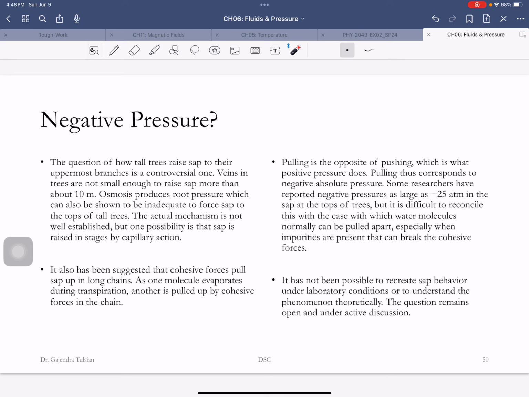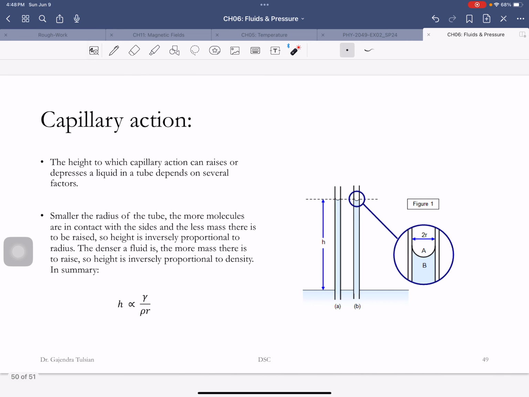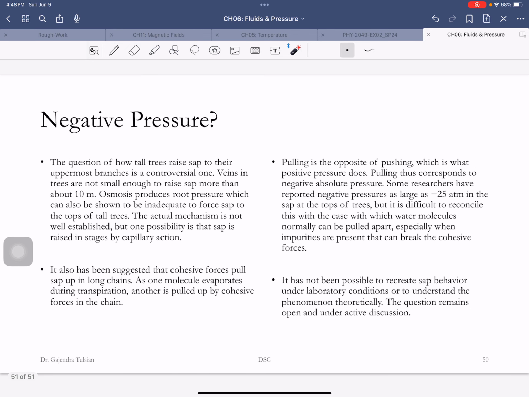The actual mechanism of how tall trees get their water all the way to the top is not well established, but one possibility is that the sap is raised in stages by capillary action. So you raise the water in stages. It's also been suggested that cohesive forces pull sap up in a long chain. The idea is that the water molecules are attracted and form a chain, and when one molecule evaporates, the next one comes up, and so on. As one molecule evaporates during transpiration, another is pulled up by the cohesive forces in the chain.